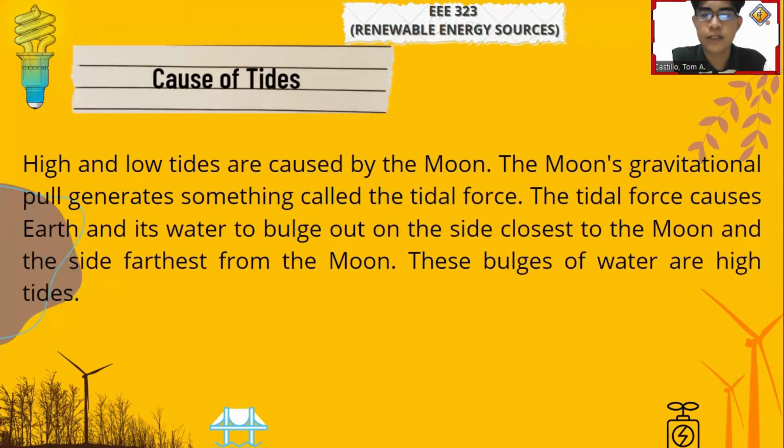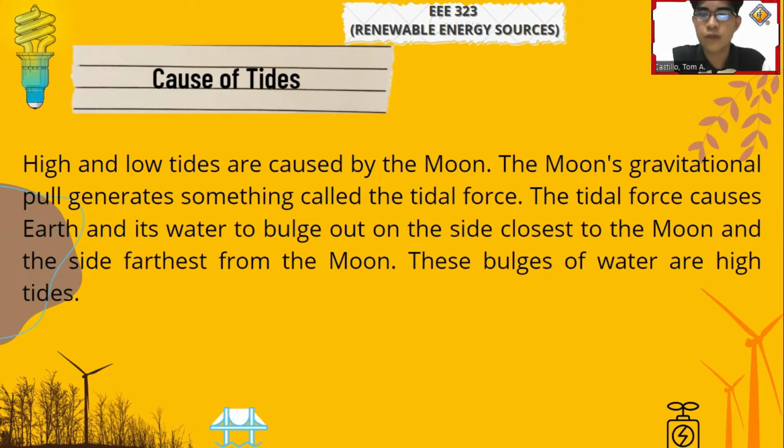Ngayon, what is the cause of tides? High and low tides are caused by the moon. The moon's gravitational pull generates something called the tidal force. The tidal force causes Earth and its water to bulge out on the side closest to the moon and the side farthest from the moon. These bulges of water are high tides. So, kaya nagkakaroon ng high tides and low tide ay dahil sa moon.